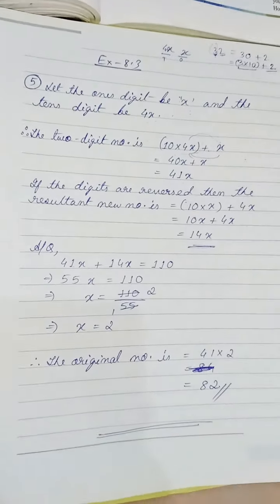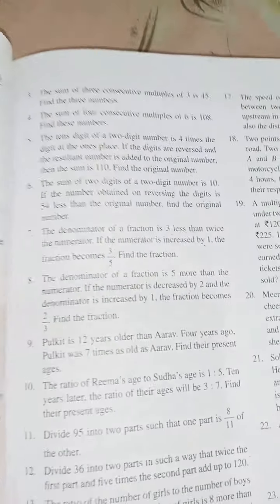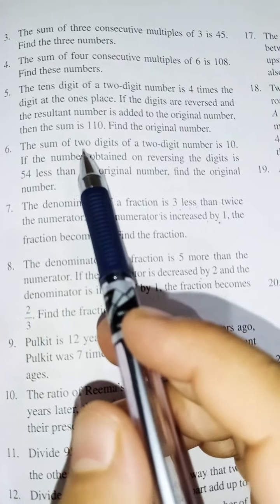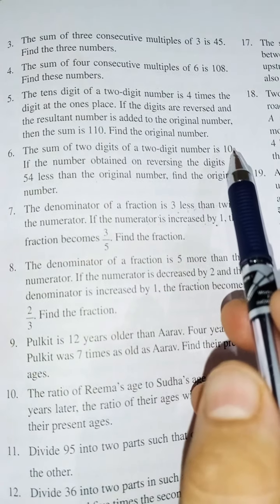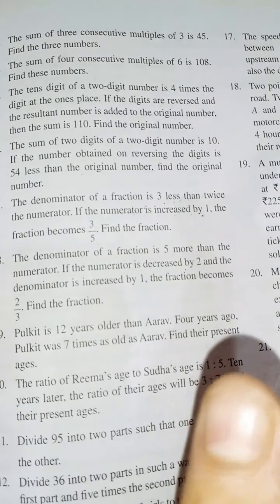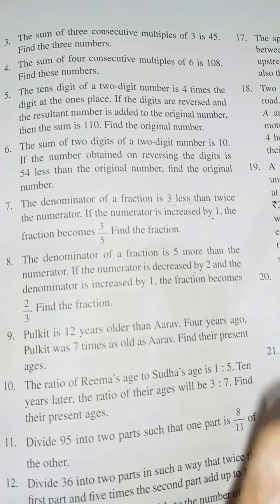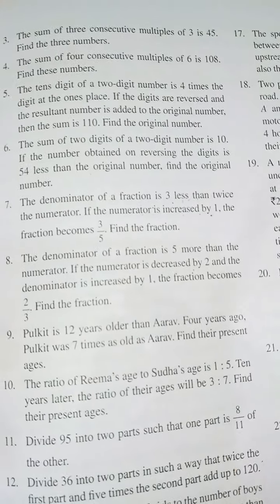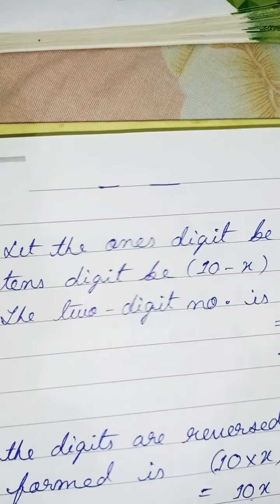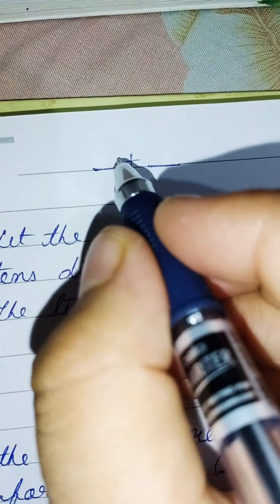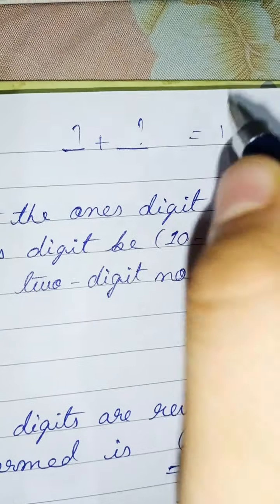There is yet another type of two digit sum here. Number 6, the sum of the two digits of a two digit number is 10. That means in this case it is not directly said which digit is how many times the other. It is said that the two digits that are present, their sum is 10. So there are two digits present in this question. We don't know what the digits are. If I add both the digits, I get 10.